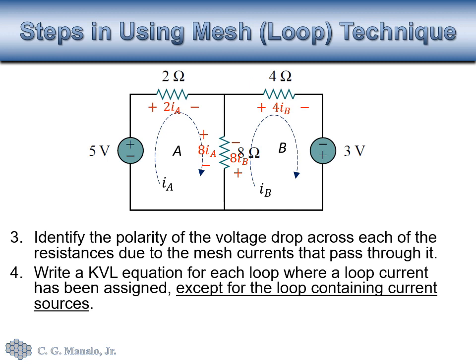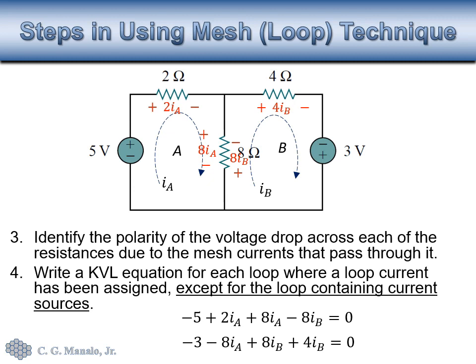For the fourth step, we can now write the KVL equation for each loop where the loop current has been assigned, except for a loop that contains a current source. Since the two loops here do not contain any current source, we can now write down the KVL equations.